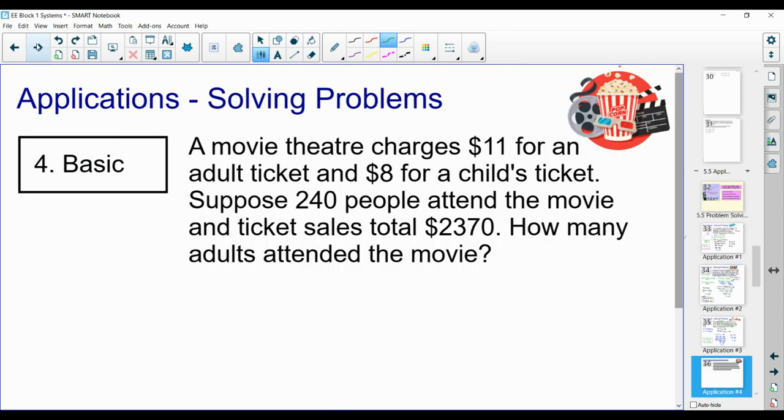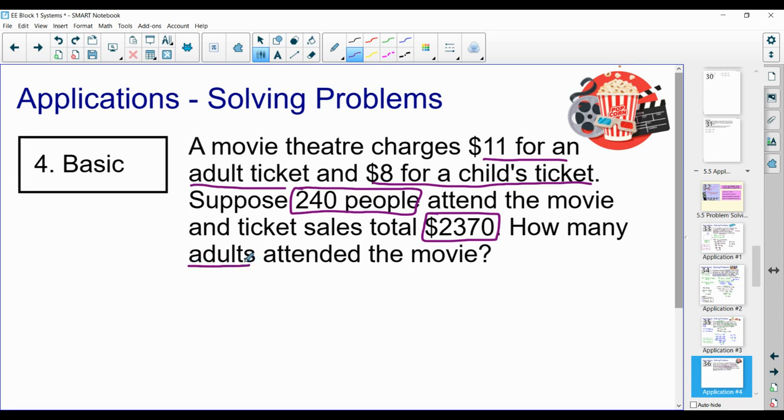All right, let's take a look at another example here. So this is very similar to our sharing and our value problems. And this time we're looking at theater tickets. So a movie theater charges $11 for an adult ticket and $8 for a child's ticket. And we're told that 240 people attend. So suppose that 240 people attend the movie and ticket sales total $2,370. And the question is, how many adults attended the movie?